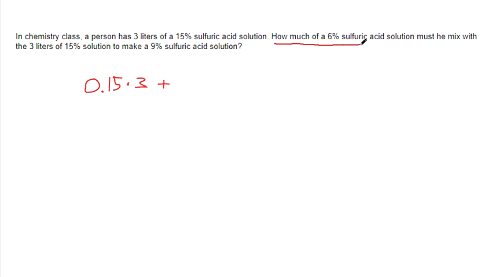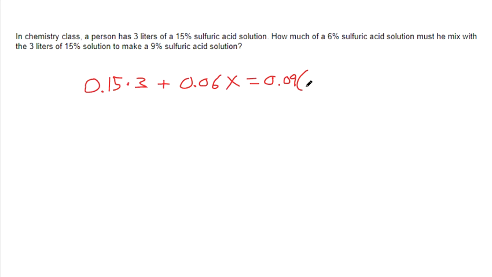How much of the 6% solution should we add to it? So 0.06 times some x that we don't know. How much of the 6% solution should we add to it so that we dilute it down to 9%? Well, we can find that by setting it equal to 0.09, because that's the percentage mixture we want.